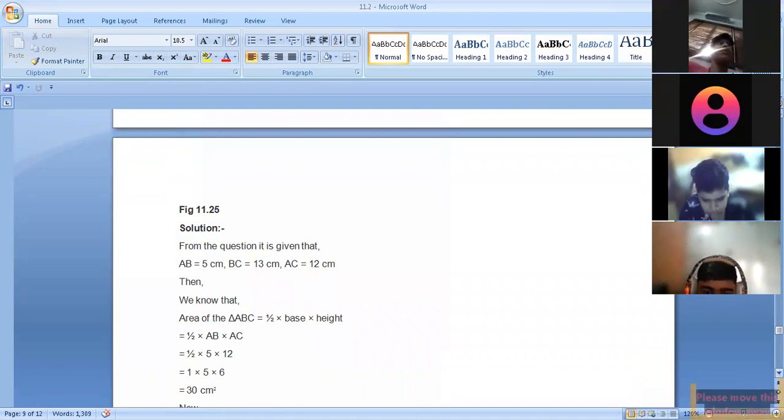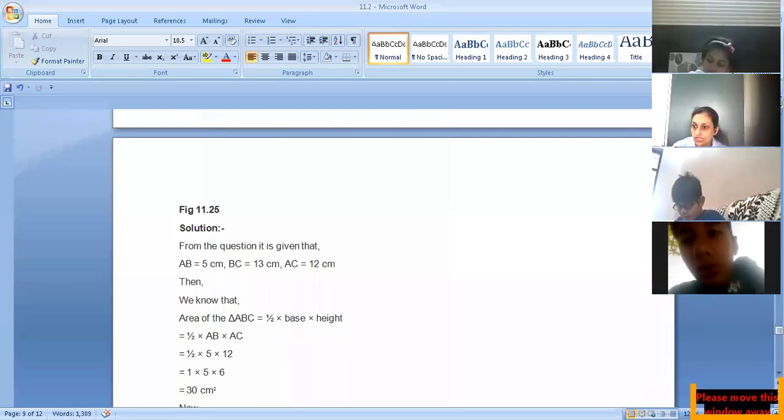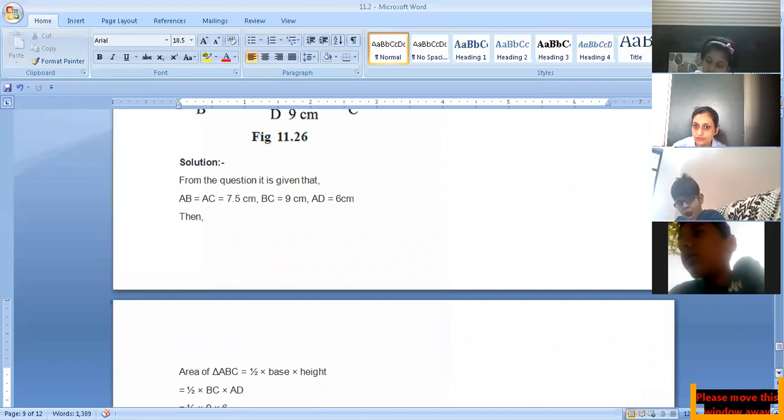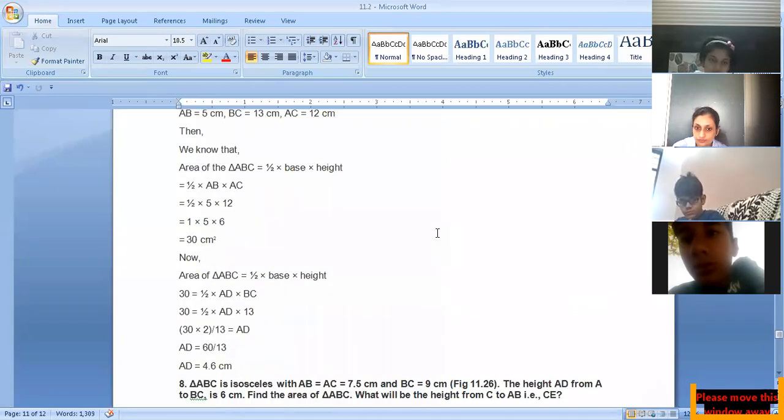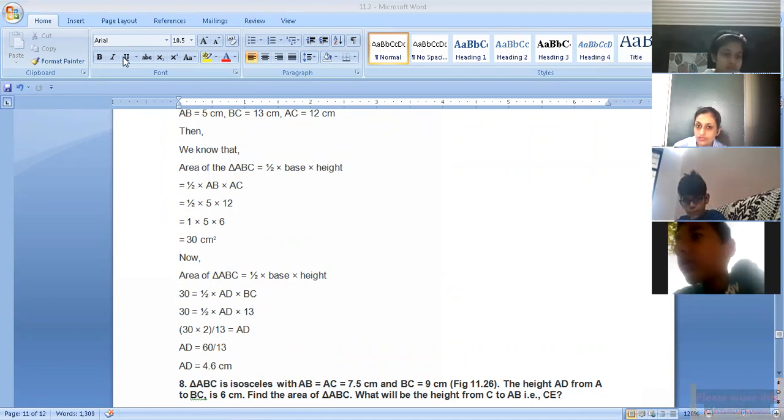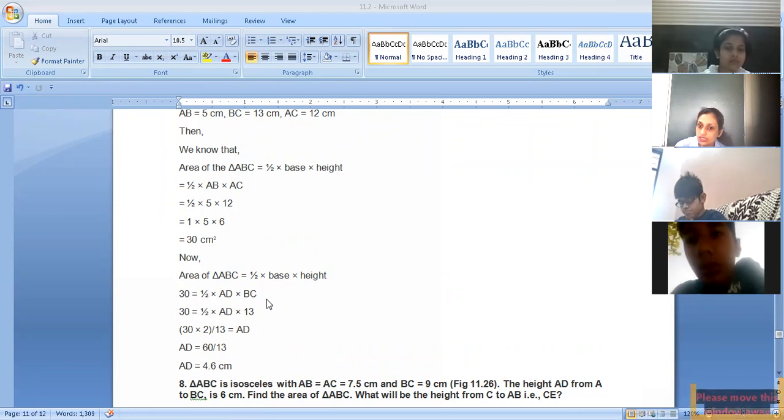Again, we'll find out the area of triangle ABC. Here we have to find out the AD as height. So area of triangle ABC will be half into base into height. Formula will be the same. Area we have already found out, 30 centimeter square. So instead of area, we'll be writing 30, half into base is given 13 centimeters and height.